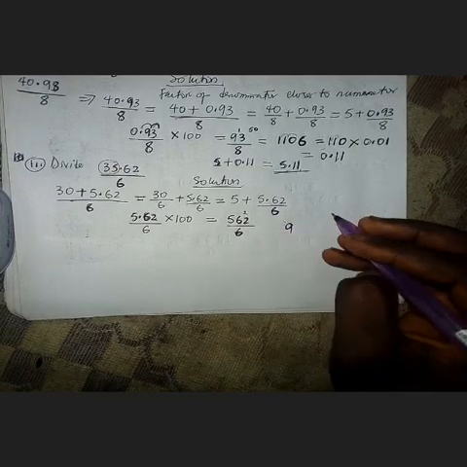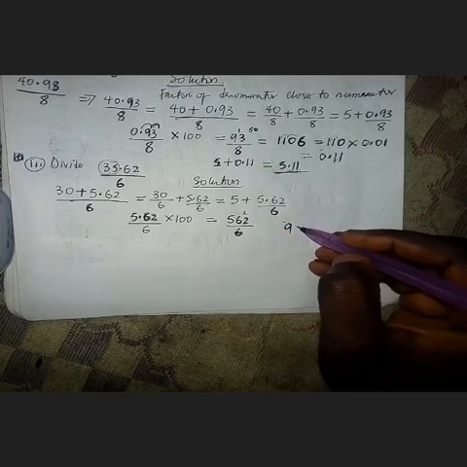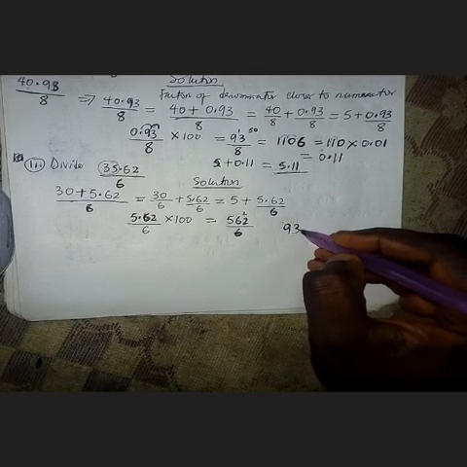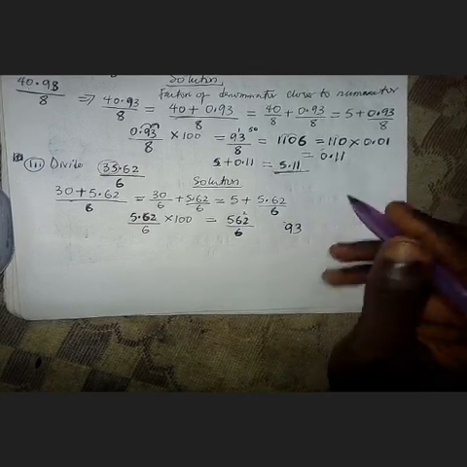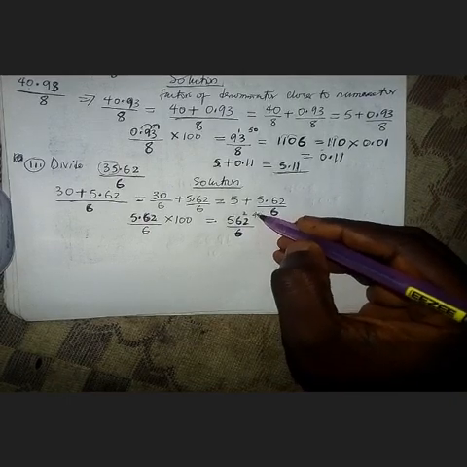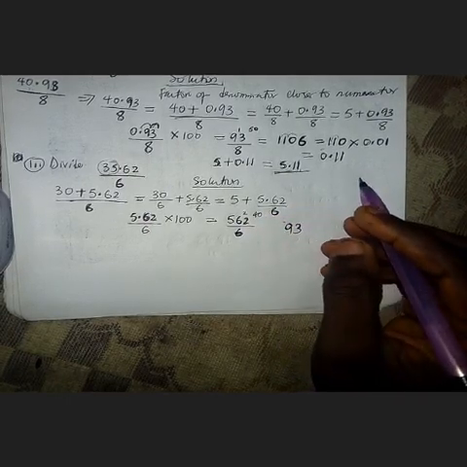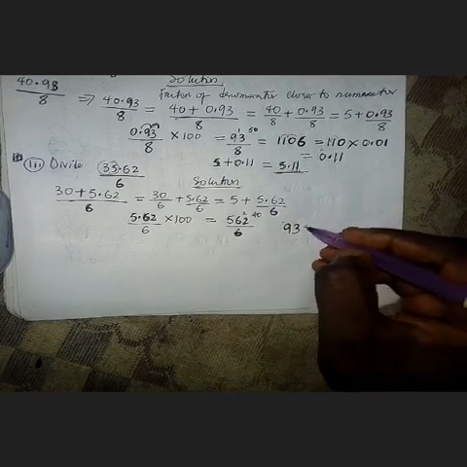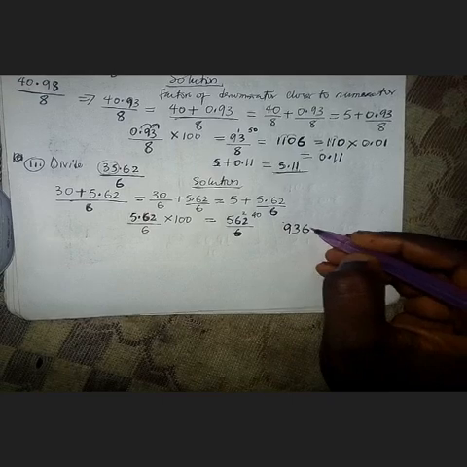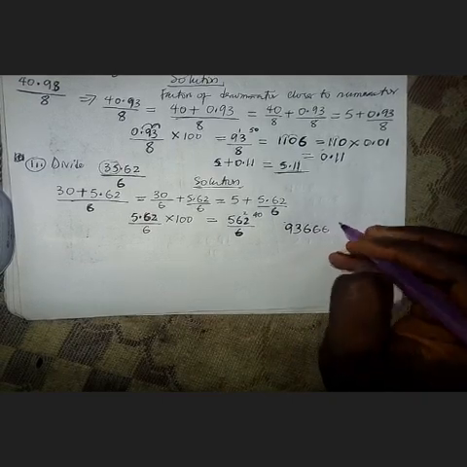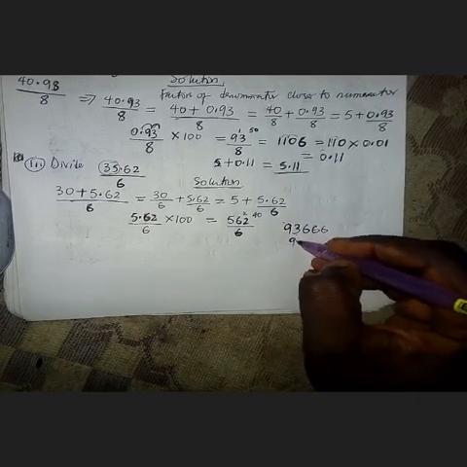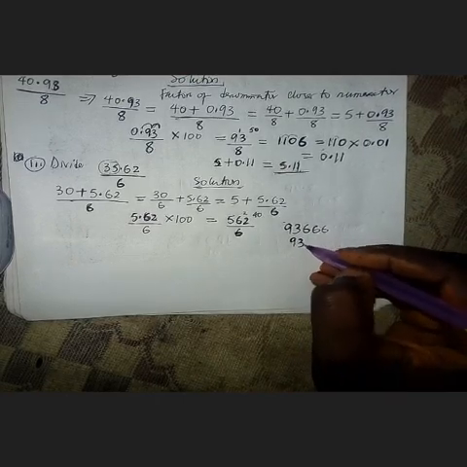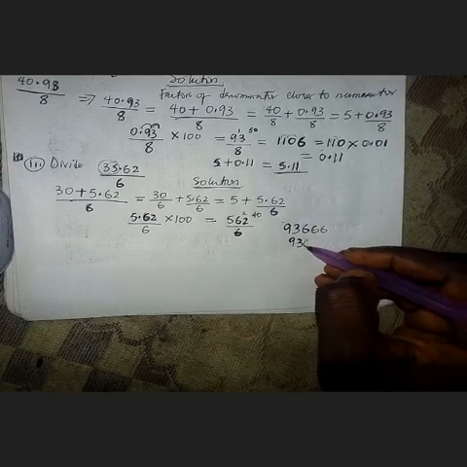22 divided by 6. That's 3, because 6 times 3 is 18. Remainder 4. Put 0 there. 6 in 40, that's 6, because 6 times 6 is 36. So it will be 6 6 6 6 6, all like that. So let's just stop here at 93, yeah, 6.